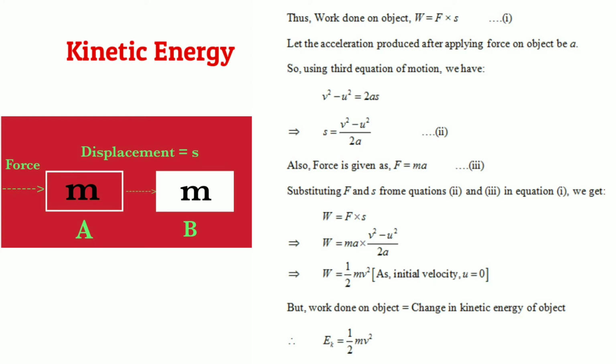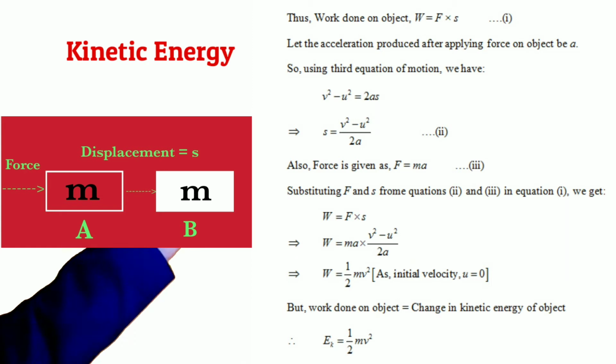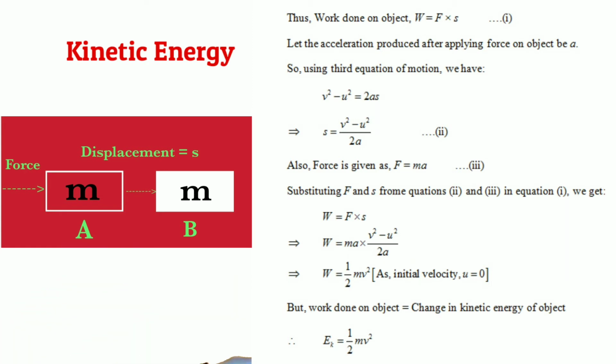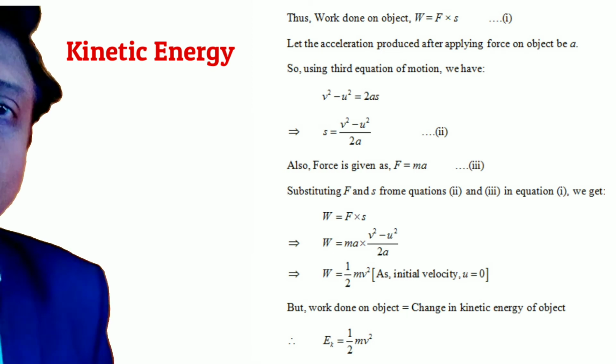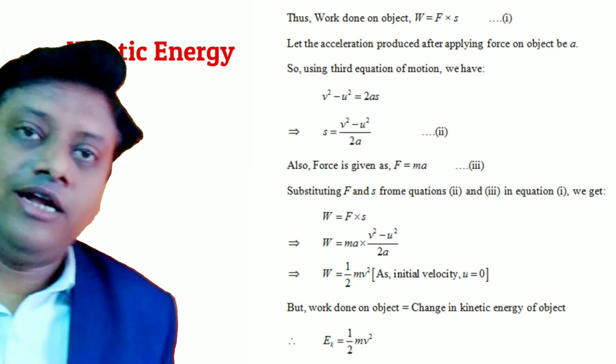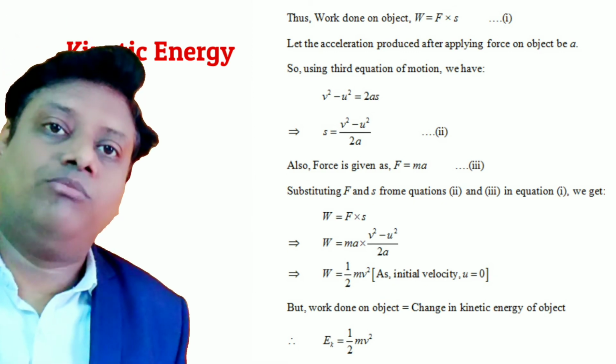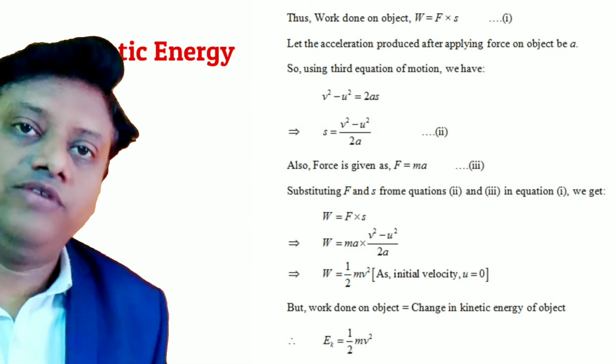So finally u equal to 0 because the body was initially at rest, and we have the formula W equals m into a, into v square upon 2a, that is half mv square. So finally the expression which we are getting, half mv square, is the expression for work done on the body, and which is the same as the kinetic energy of the body of mass m.